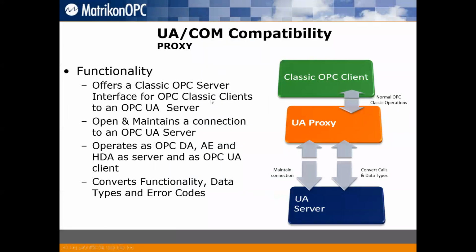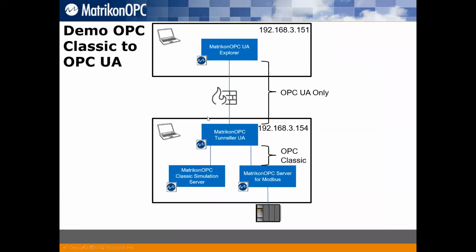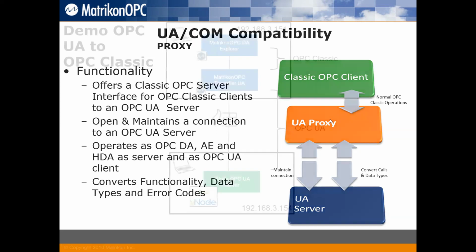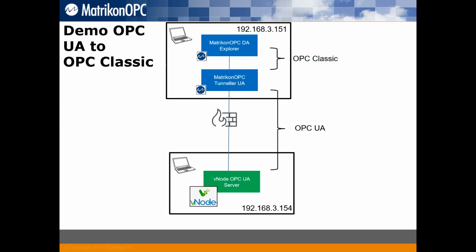The other test is what happens the other way around, where we have the OPC server that is UA, but our OPC client is Classic. In this case, the functionality is called a proxy, and we will show how to configure it. For this, I'm going to use an OPC UA server from another vendor, the OPC UA server from Vnode, and I will try to read the data into the MatrikonOPC DA Explorer, which is Classic.